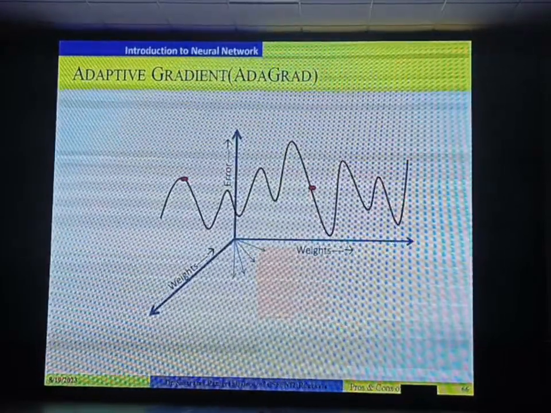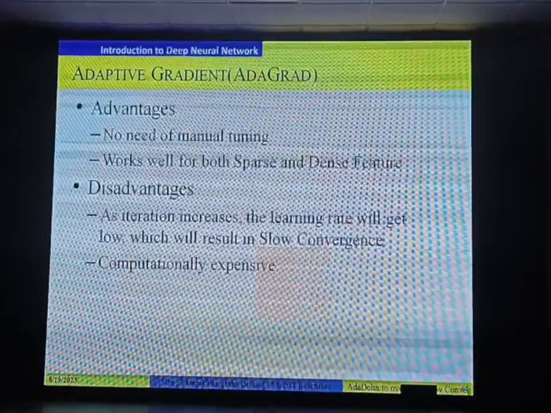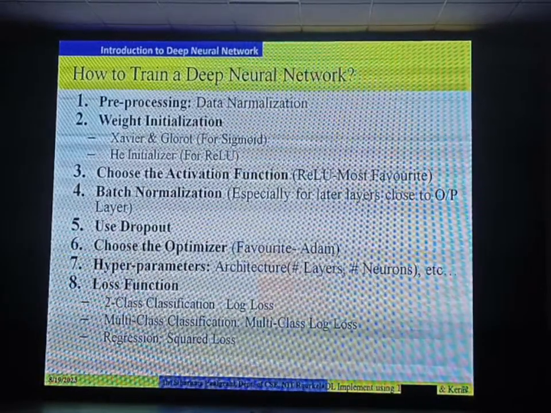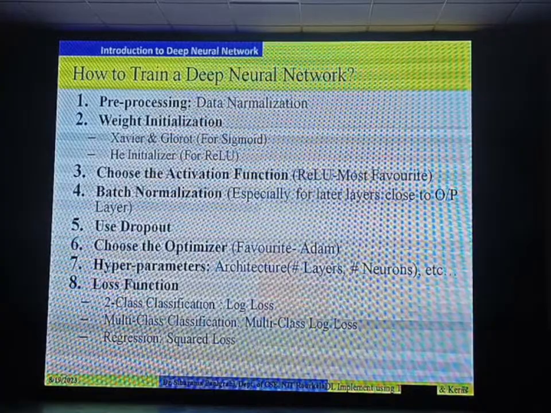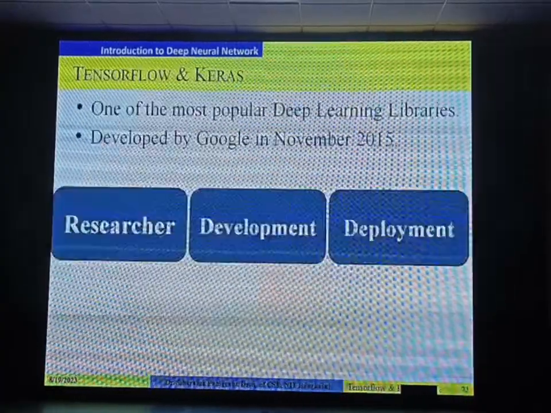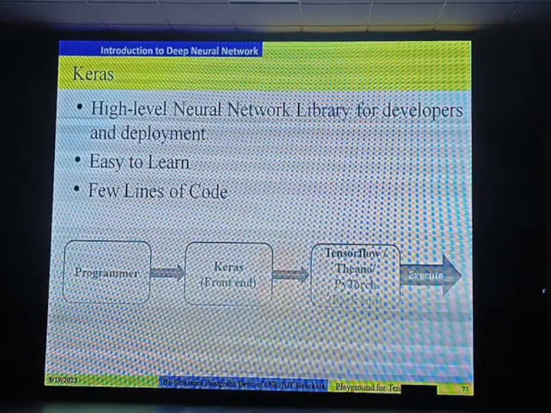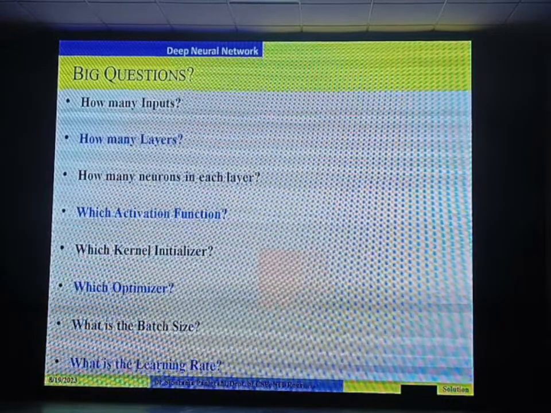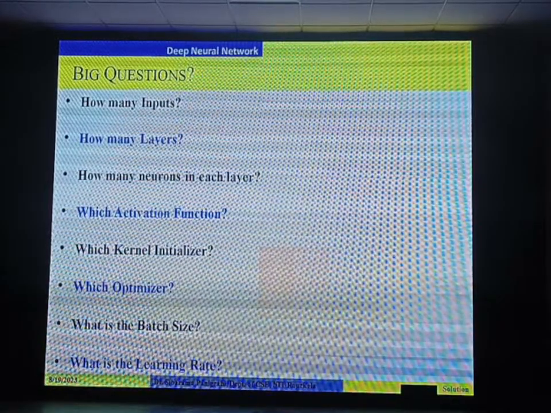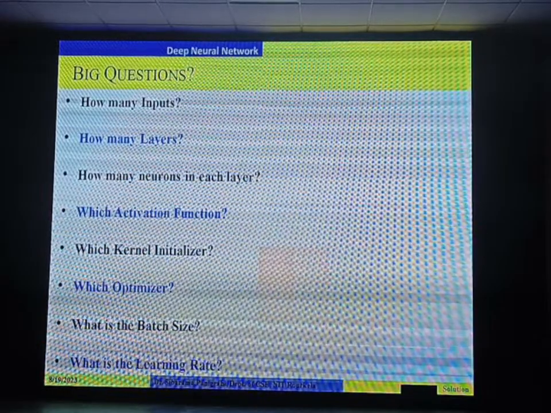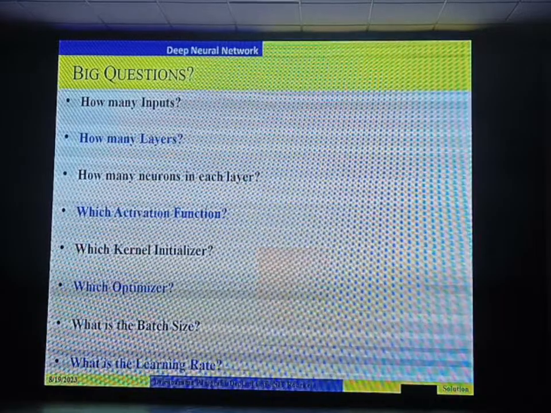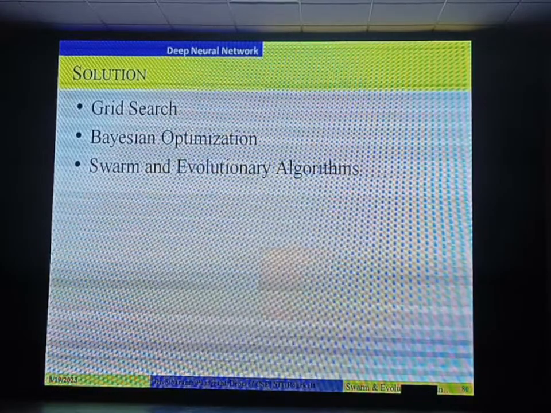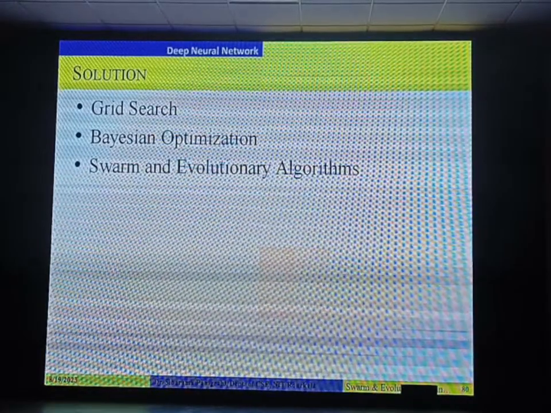Okay, in order to avoid this, let me stop it over here. I hope your time is utilized perfectly, and you can go through these things through the slides. But the big question is: how many inputs, how many layers, how many neurons in each layer, which activation function, which kernel initializer, which optimizer, what is the batch size, and what is the learning rate. And this can be done by using grid search, Bayesian optimization, or evolutionary algorithms. Okay, thank you.